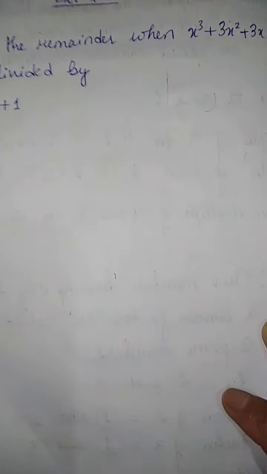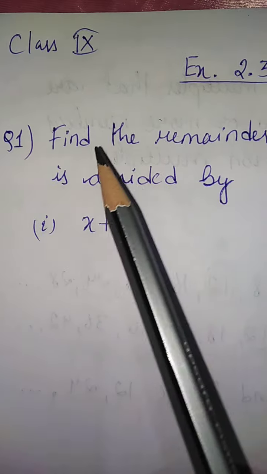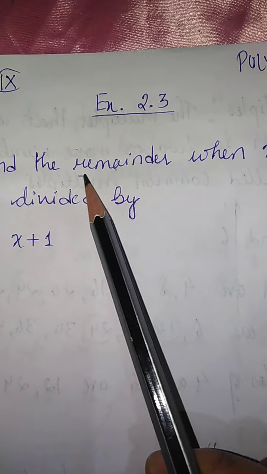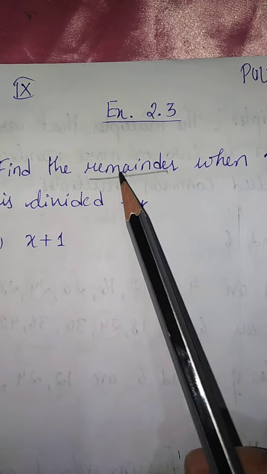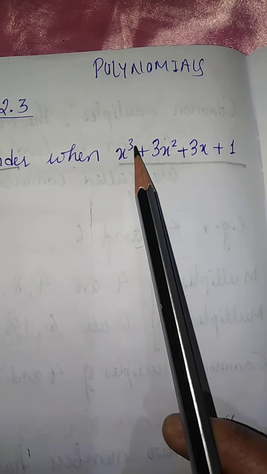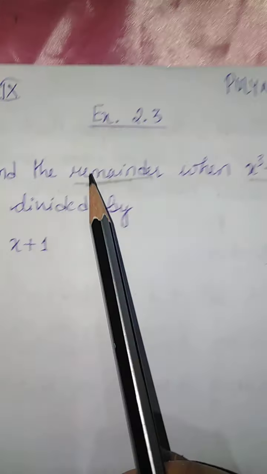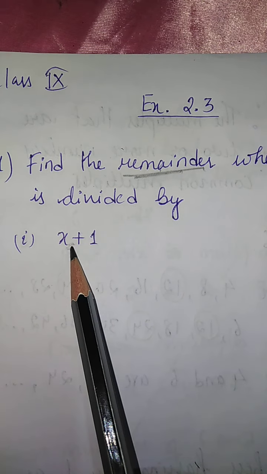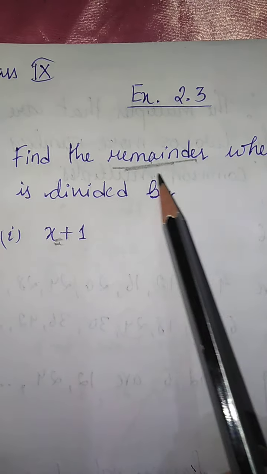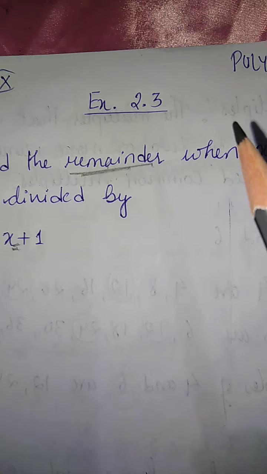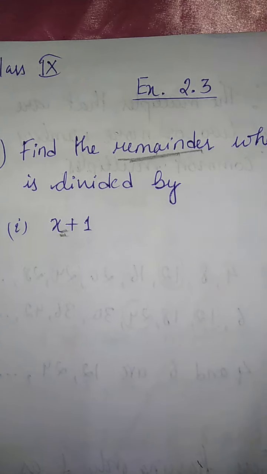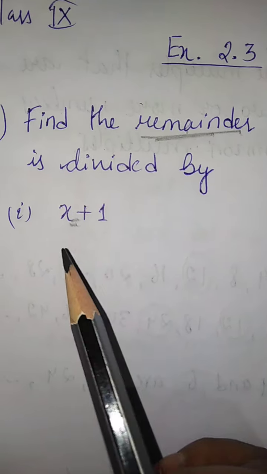Now first question, that is question number 1, and your question number 1 goes like this: find the remainder. We have to find the remainder, as I have already told you. Find the remainder when our polynomial x cube plus 3x square plus 3x plus 1 is divided by x plus 1. That means in this question we have to find the remainder, but we have to divide this polynomial by x plus 1, and we'll follow the remainder theorem here.